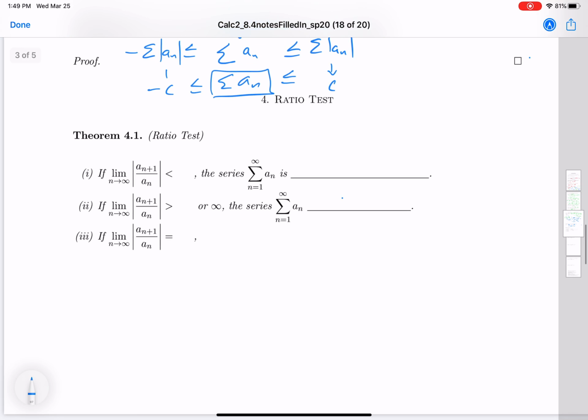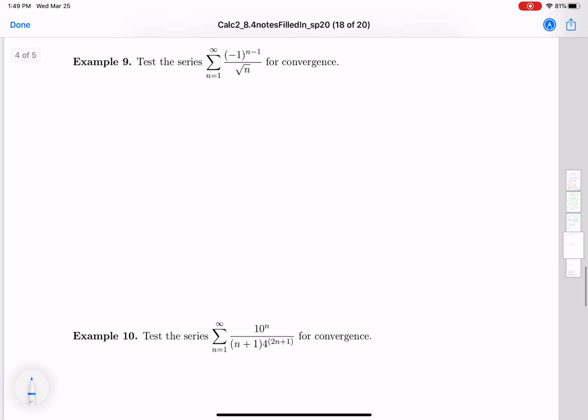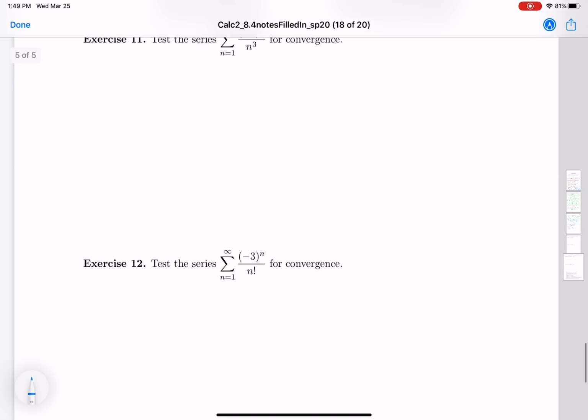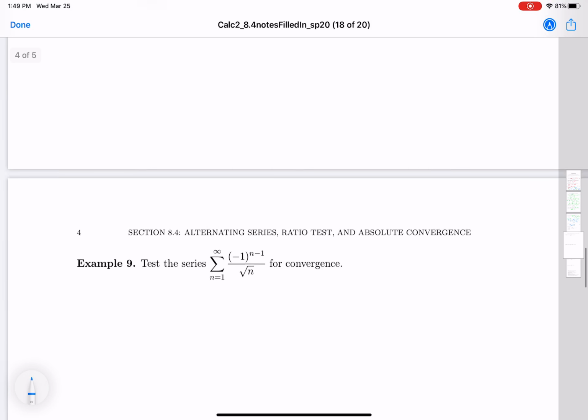All right, we're going to end this last video by stating the ratio test. And then once we've done that, we'll give you some awesome examples about why the ratio test works. I think we'll do that. Oh yeah, and then we'll have a whole bunch of fun examples.